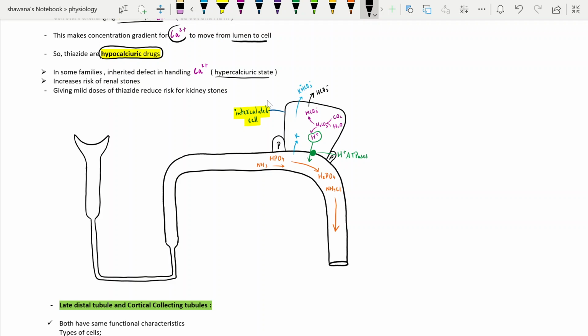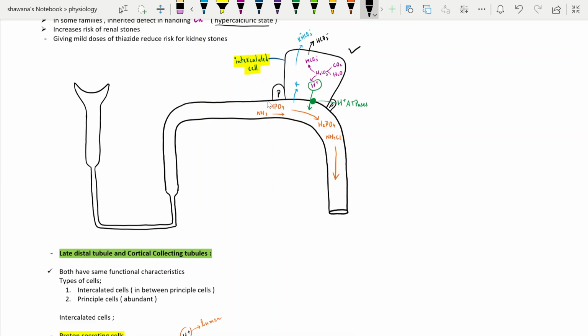Okay, I hope you understand the earlier part of the distal tubule. Let's talk about the late part of the distal tubule, this cell. The late part of the distal tubule and the cortical collecting tubule. This is the cortical collecting tubule. We are not discussing the medullary collecting tubule, only the cortical collecting tubule.